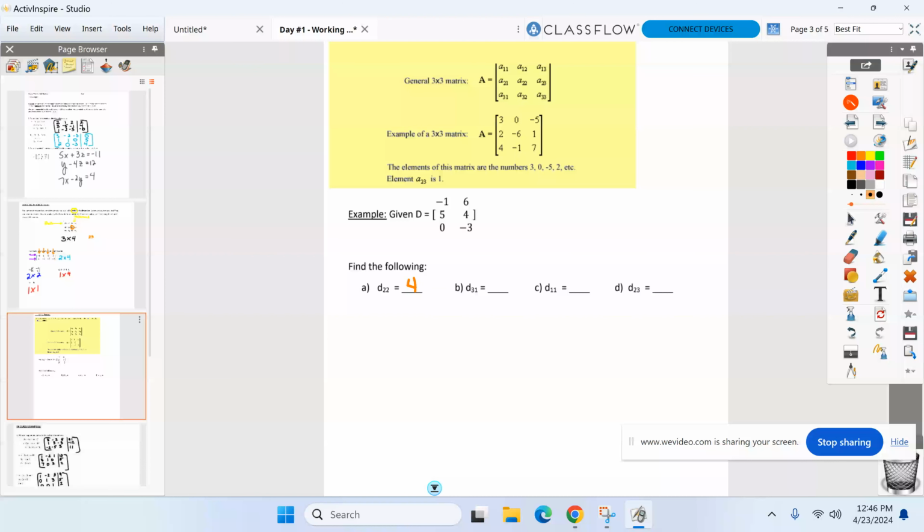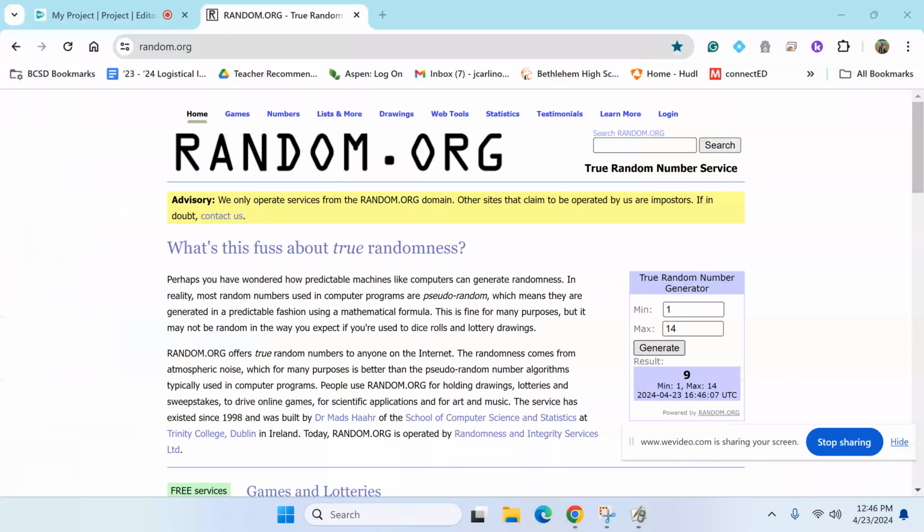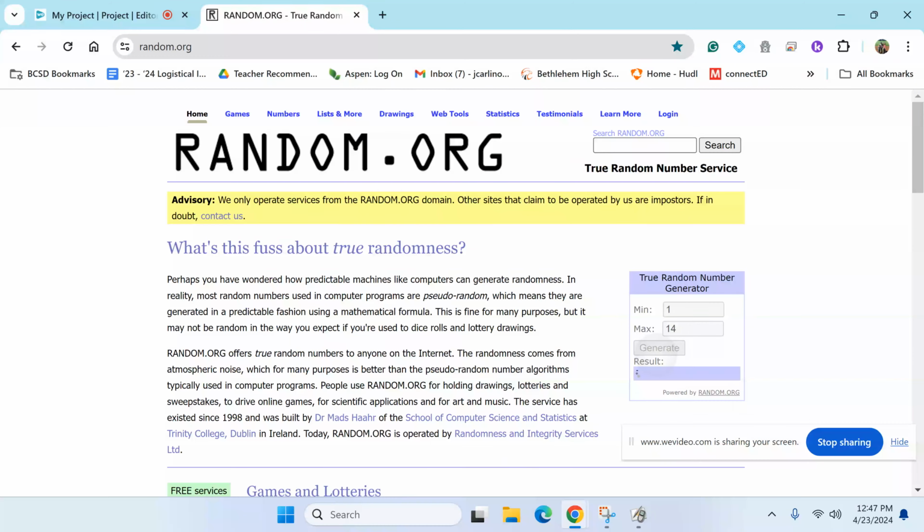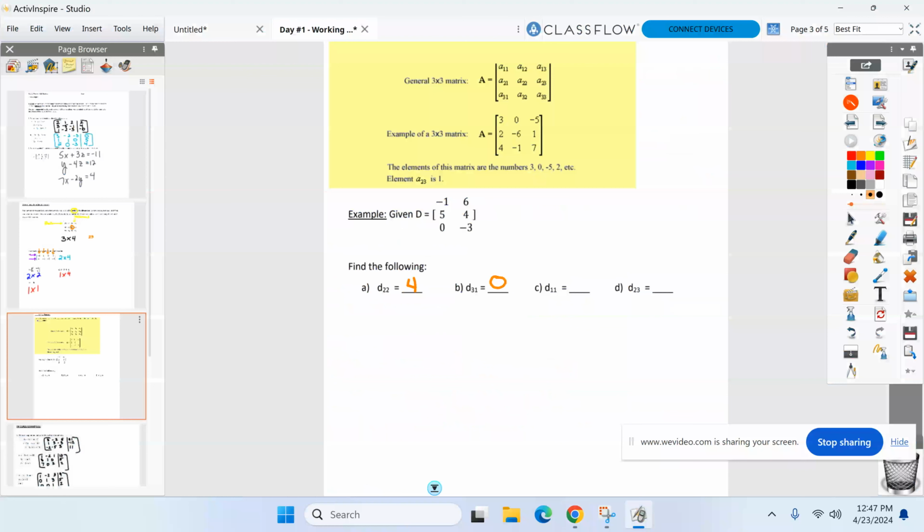Zero. Okay. Good job. 3,1. Row three, column one. Zero. Yep. Okay. 1,1. What's in the 1,1 spot? Ariana, what's in the 1,1 spot? Negative 1. Good?